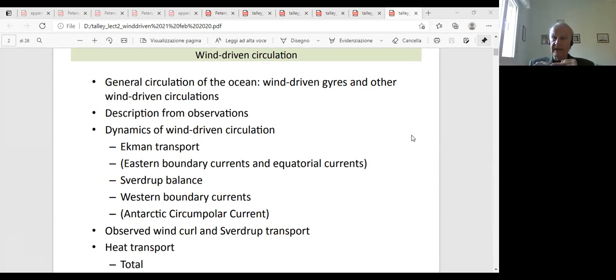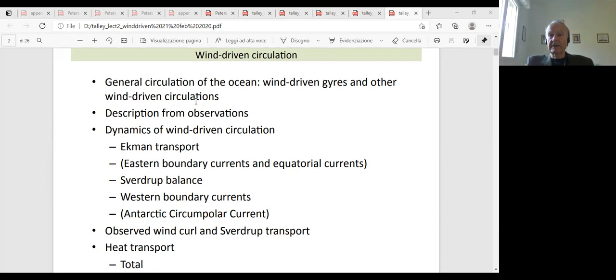We'll be talking about the dynamics of wind-driven circulation, which we already mentioned. Ekman transport will be mentioned, but we will repeat it here because this is where the vertical transport influences. We will be talking about the Sverdrup balance. We will try to explain the western boundary current, why there is this strong asymmetry between the east and west coast of the ocean.